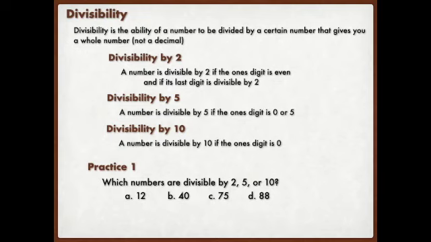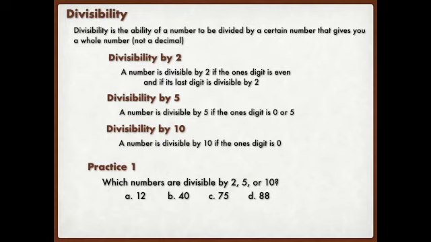Letter C. Can 2 go into 75? The ones place is not even, so no, it would not be able to go into 75. And then the last one, D, can 2 go into 88? Well, using common sense, 2 times 44 is 88. But using the rule, yes, it can, because the 8 is even.